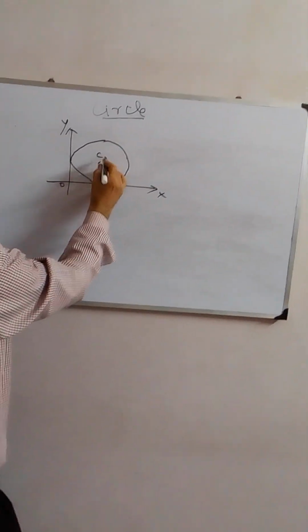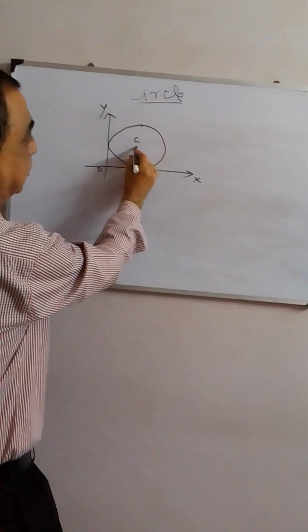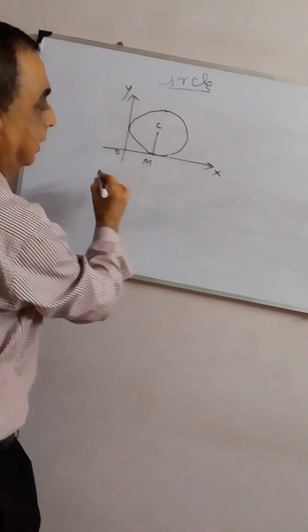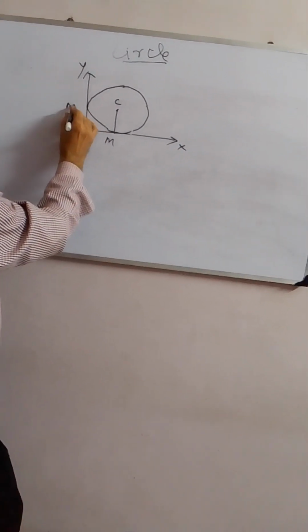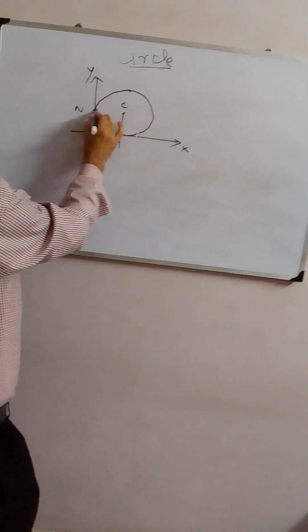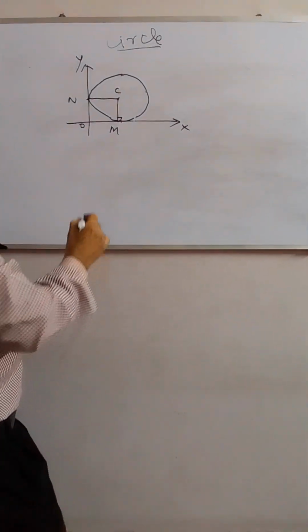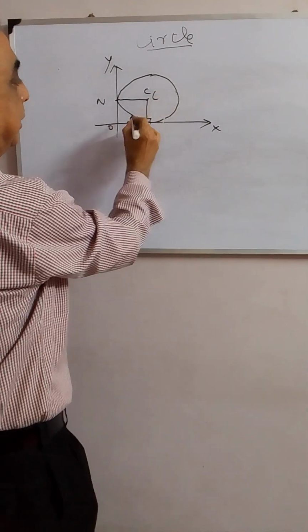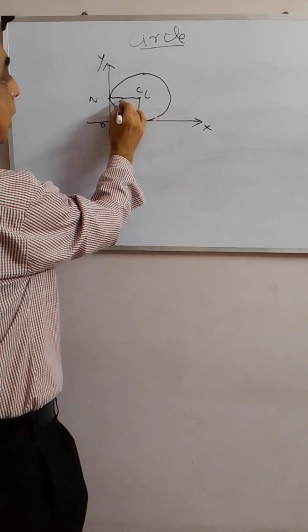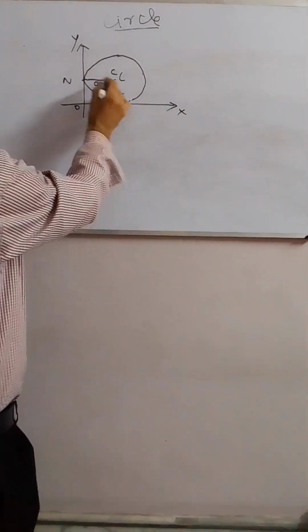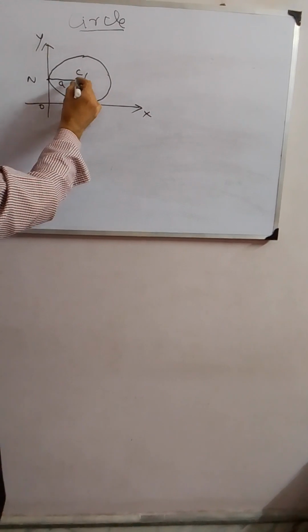So suppose the center is C. Suppose the circle is touching the x-axis at the point M and the y-axis at the point N. So these are the tangents. CN will be perpendicular to the y-axis and CM will be perpendicular to the x-axis. Now suppose the radius is a. So these are a and a. These will be the radii CM and CN, because it is the distance from the center to the circumference.